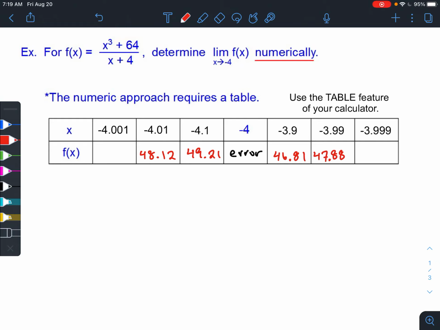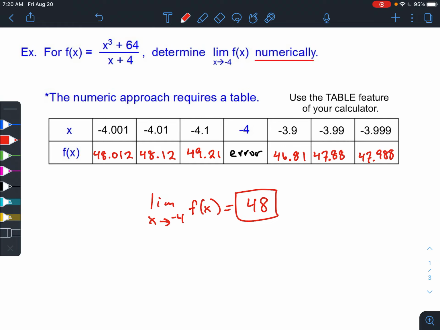But if you just want to be sure about it, go one step further, at -3.999 with a delta table of 0.001, and we get 47.988, and on the other side of things we get 48.012. Once you've made it that far, it's probably a little more obvious, but again, you can keep running things out and going for a smaller delta table or smaller step. But ultimately, the limit as x approaches -4 of the function in question is going to equal 48.